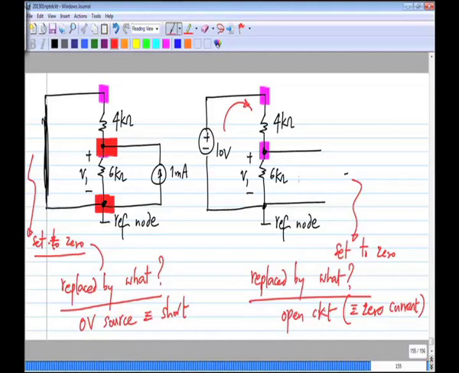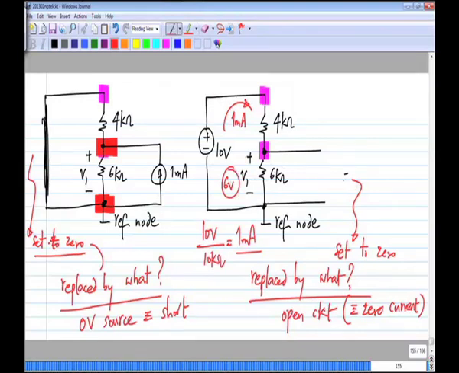The series combination of 4 and 6 kilo ohms is a single resistor of 4 kilo ohms plus 6 kilo ohms, which is 10 kilo ohms. So we have 10 volts divided by 10 kilo ohms, which gives you 1 milliampere. It's not 1 ampere, and try not to give answers like 1, because that's only going to get confusing. So this is 1 milliampere, and this 1 milliampere flows through both of these. So the voltage V1 will be 1 milliamp times 6 kilo ohm, which is equal to 6 volts.